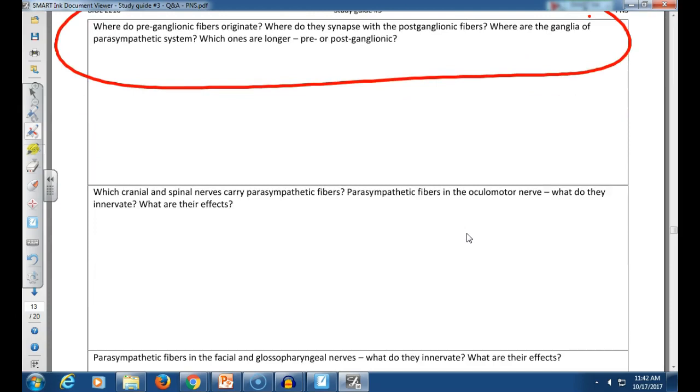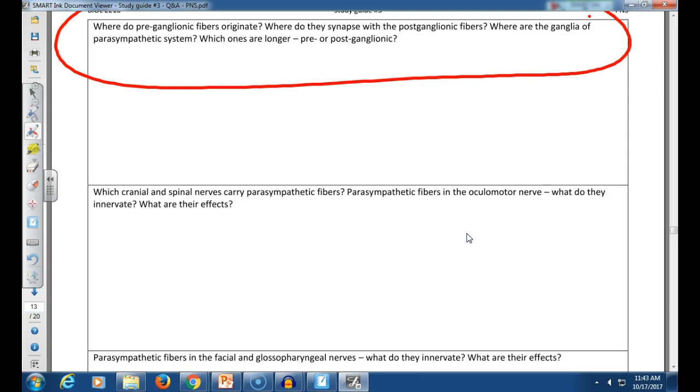You may notice I don't ask much about ganglia. You have to know, though, what they innervate. So if I ask you, oculomotor nerve, parasympathetic fibers, what do they innervate? Don't try to convince me that it's muscles that move the eye. No. It's the sphincter pupillae, the muscle that decreases the diameter of the pupil. Do I make sense?